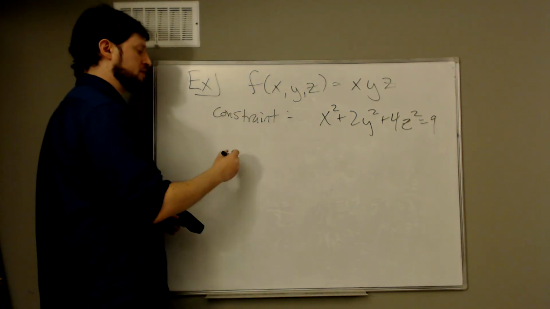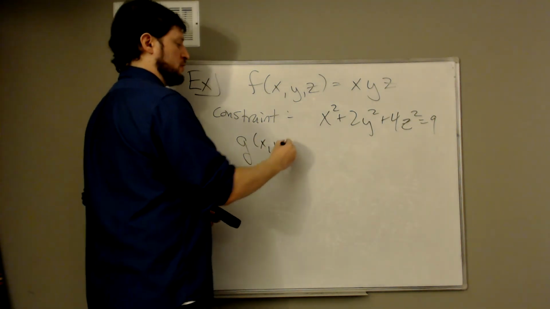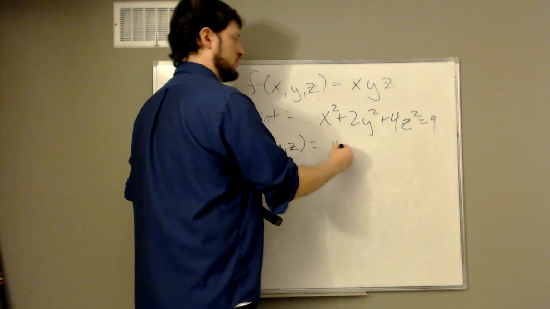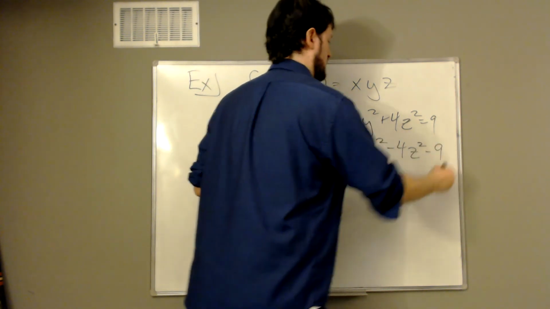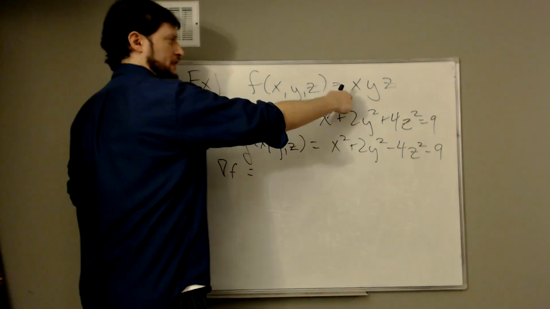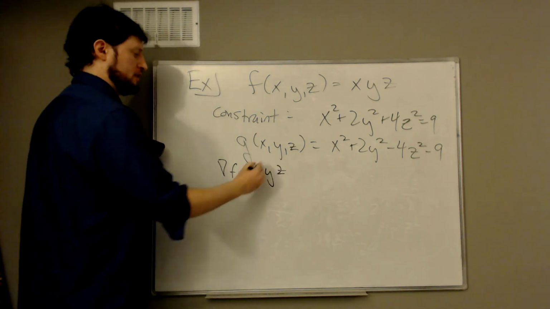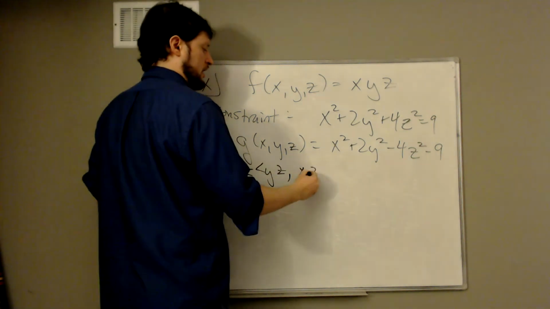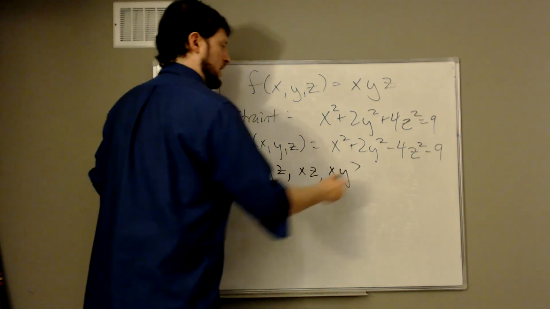But we're going to do the same thing. G is going to still be a function of x, y, z, and we're going to get it by taking our constraint and putting everything on one side. And then we need to calculate grad f. If I take the derivative with respect to x, I get yz. If I take the derivative with respect to y, I get xz, and the derivative with respect to z is xy.